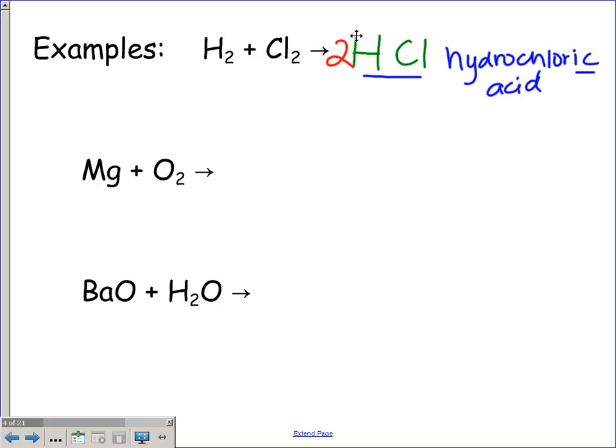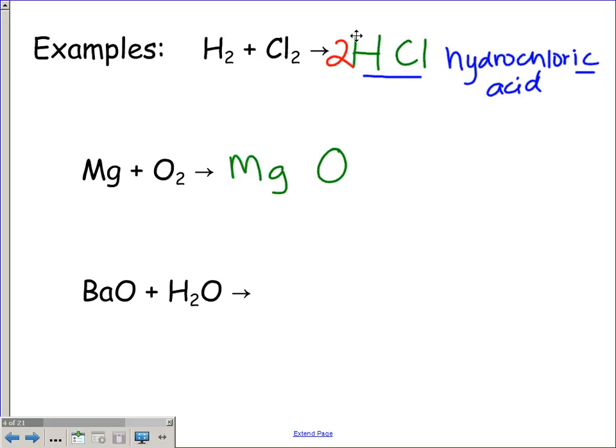Alright, Mg plus O2. This is a metal plus a nonmetal. It is not a metal oxide plus water, because I have no water. So I'm going to take magnesium. Looking at my periodic table, magnesium has a +2 charge. And I'm adding to that oxygen with a -2 charge. When I crisscross those charges, I'm going to have Mg2O2. But remember, if I have the same subscript, I can drop them because they would reduce to 1 and 1. So I end up with MgO.